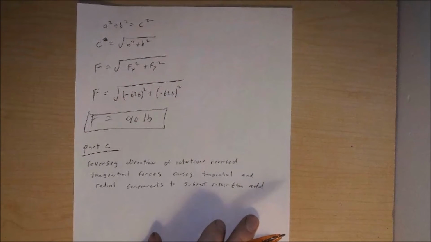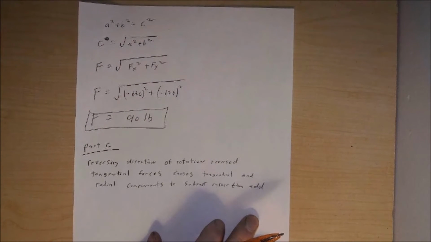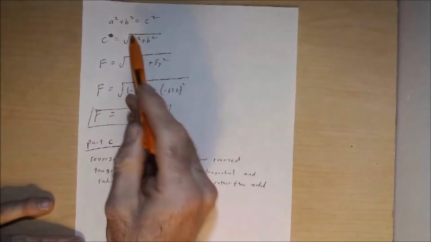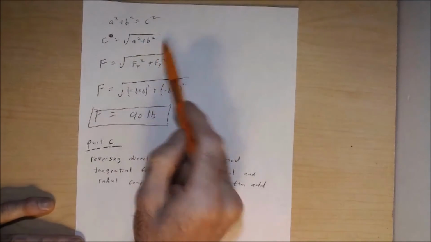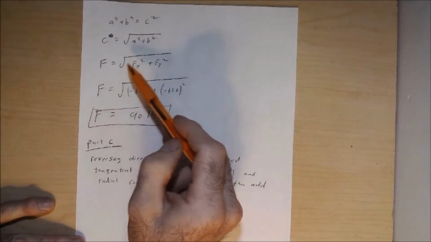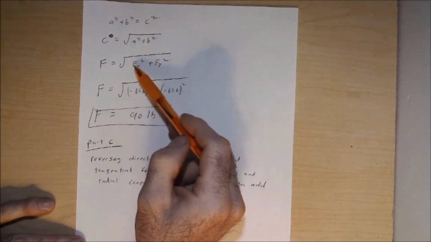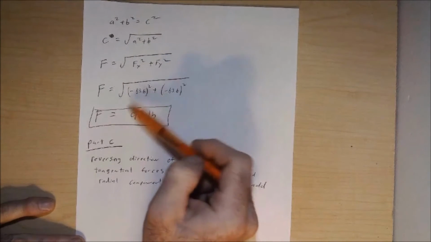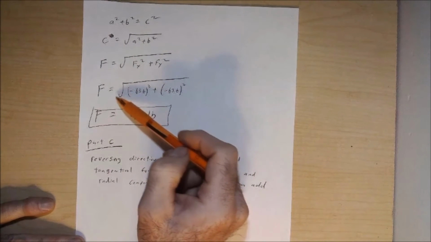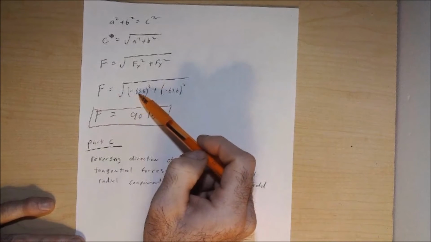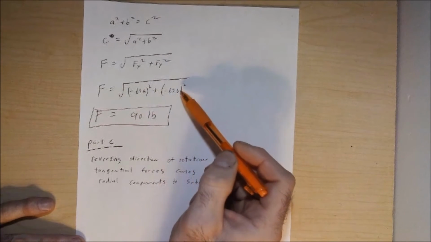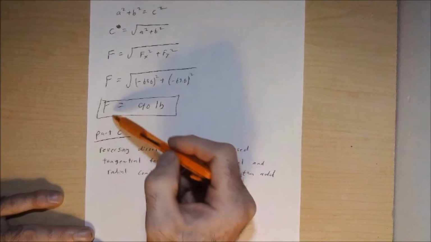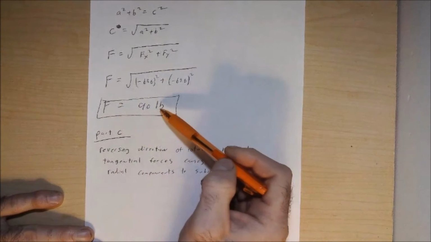So now that we have new values for F of x and F of y for when the motor direction is reversed, we can go back to Pythagorean's theorem, a squared plus b squared is equal to c squared. So c is equal to the square root of a squared plus b squared. Plug it in for our specific case here. F is equal to the square root of F of x squared plus F of y squared. Well, these are negative values now, so we have the square root of negative 63.6 squared and negative 63.6 squared there. Square those, the negatives go away. We end up with F equals 90 pounds.